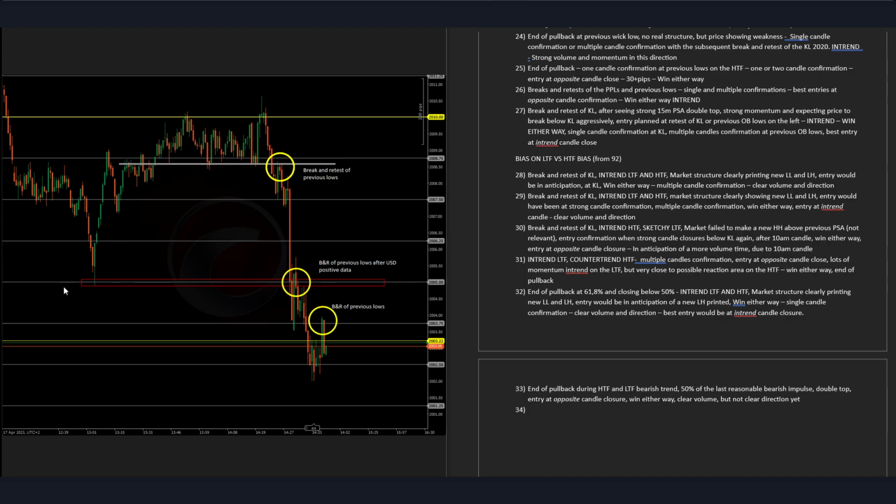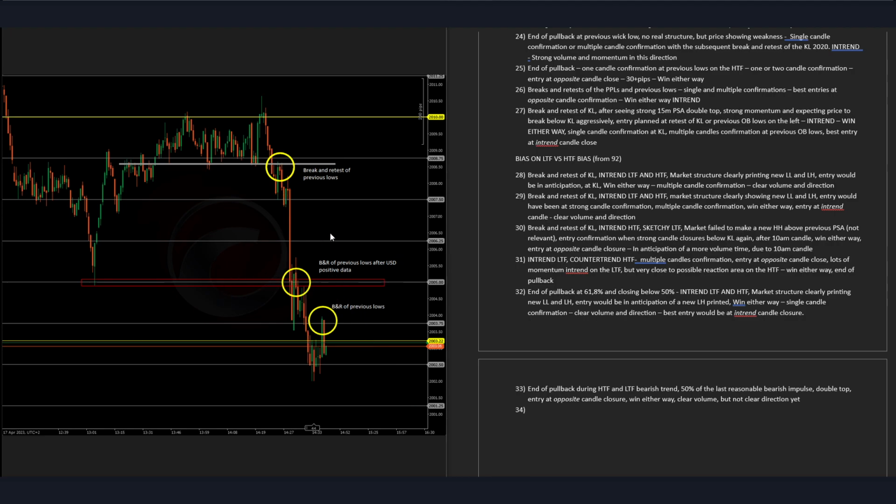After USD positive data, so we also have the confirmation. Break and retest of previous lows. This would have been a loss or a break even, for example, but look at the entry. Entry would be exactly at this candle close. What I was looking at, of course, is that this is the last impulsive move. If we have a 50%, I will probably continue bearish. And also that's where I took the entry, at the reaction in anticipation at these lows.